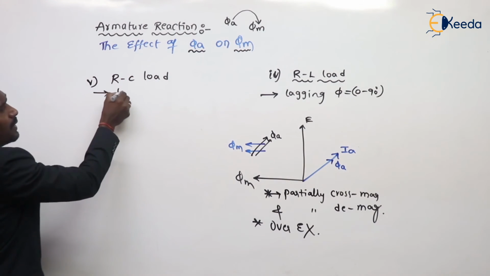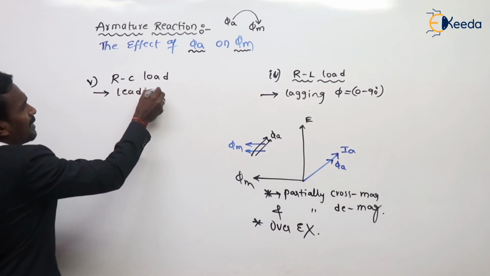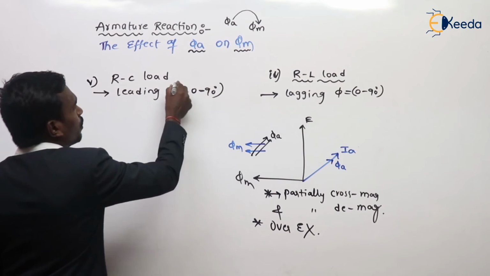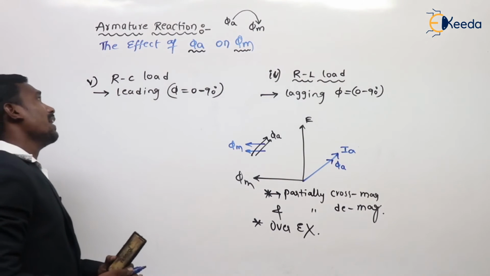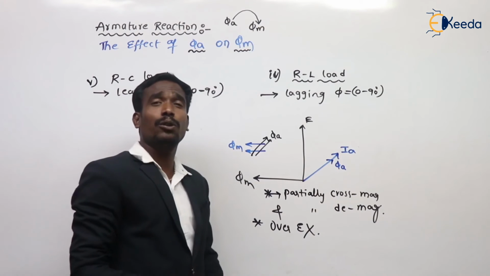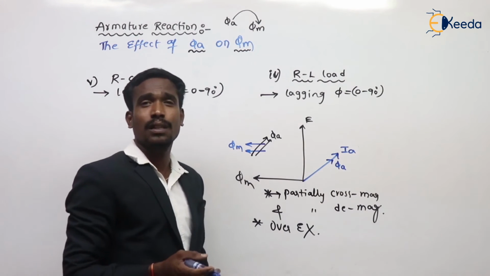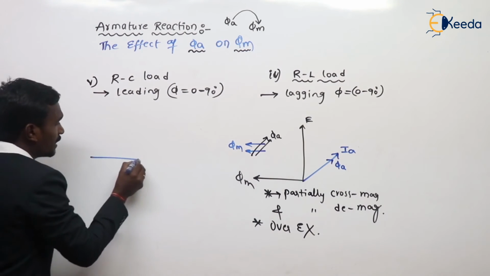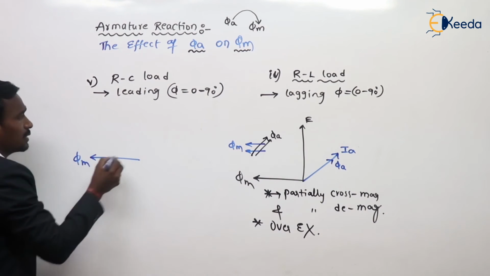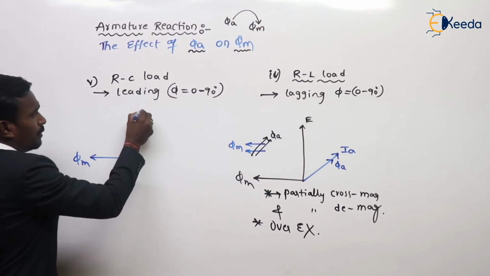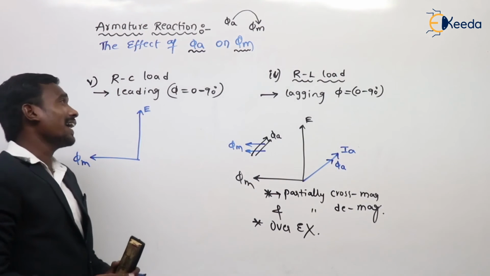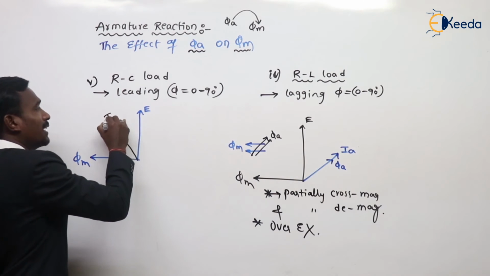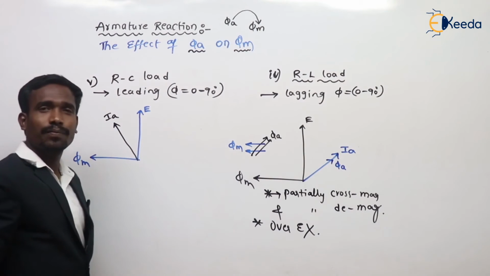RC load is nothing but a leading load. The power factor angle is between 0 to 90 degrees. We don't know how much. If you say R and C, we can say phi is equal to tan inverse of XC by R, but we don't know the R and C values. So again here, for example, my main field flux, and here my EMF E, and the angle between current and voltage is leading by some angle phi.